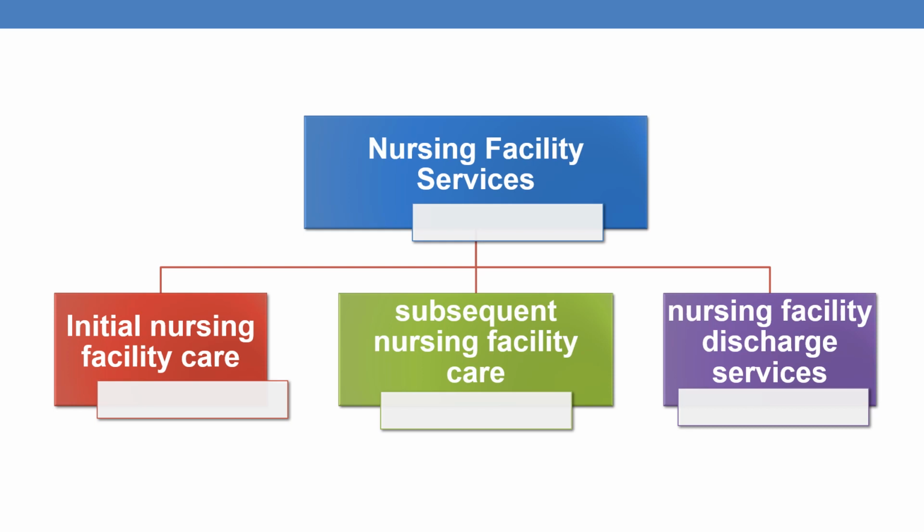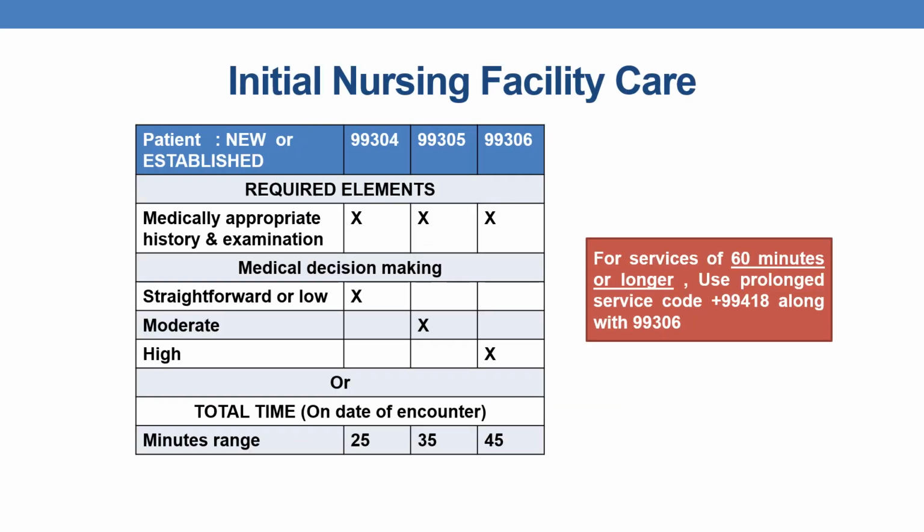We know that the nursing facility services are divided into initial nursing facility, subsequent nursing facility and nursing facility discharge services. In our question, we are focusing on discharge services. But let us briefly discuss the initial and subsequent nursing facility services also. The CPTs for initial nursing facility services are 99304, 99305 and 99306. There is no distinction between new and established patient for initial nursing facility care services. Whether it is a new patient or an established patient, these are the codes for initial nursing facility care.